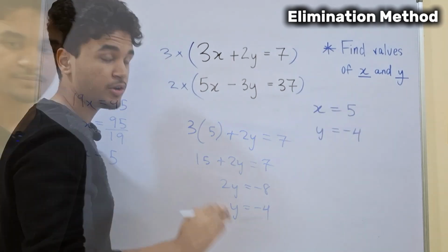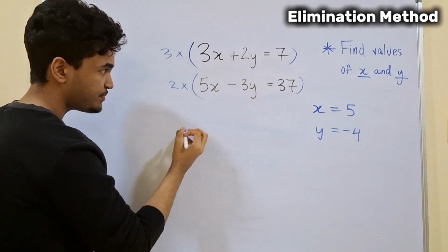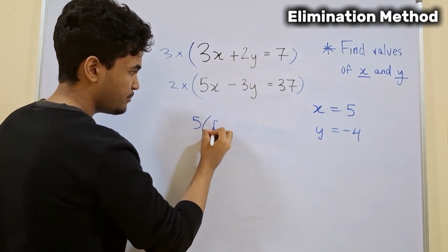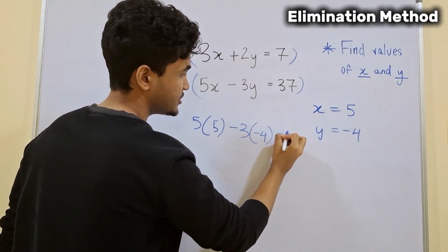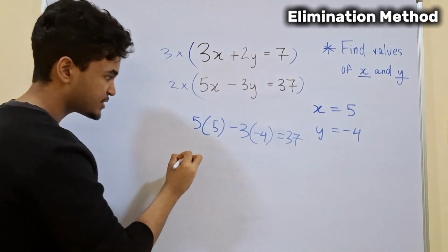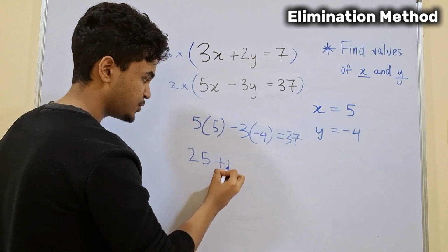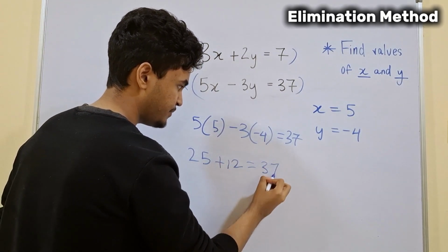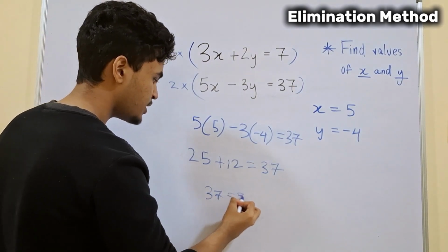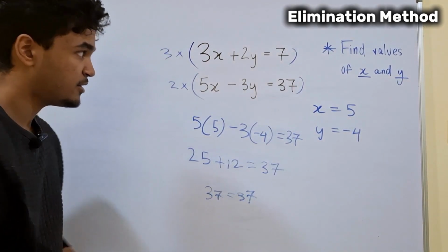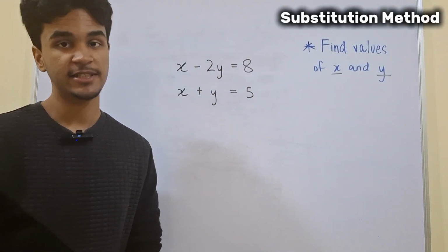So let's do that. Okay, so here are the values given for x and y, 5 and negative 4, and we're going to use them in this equation. So that is going to be 5 bracket 5 minus 3 bracket negative 4, which equals 37. Now to solve this, it is 5 times 5, 25. Negative 3 times negative 4 is positive 12, equals 37. So what is 25 plus 12? It is 37. So that means the values we got for x and y, which are 5 and negative 4, are correct. Now let's move on to the substitution method.